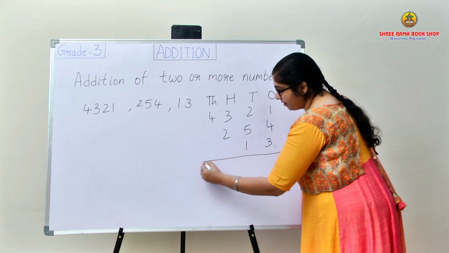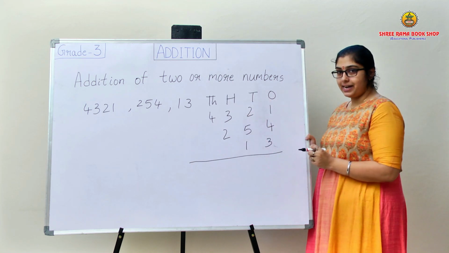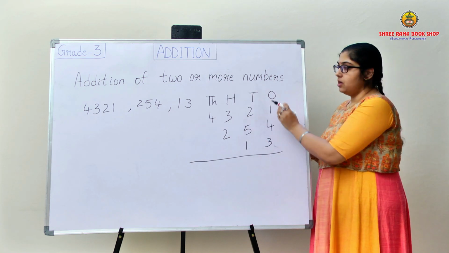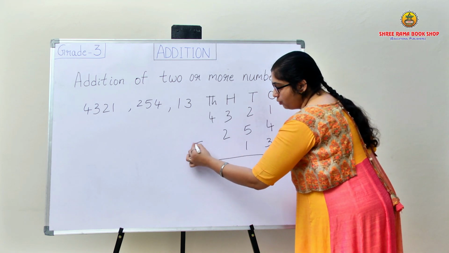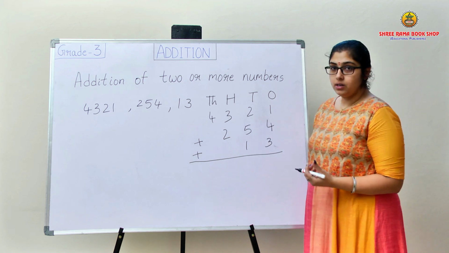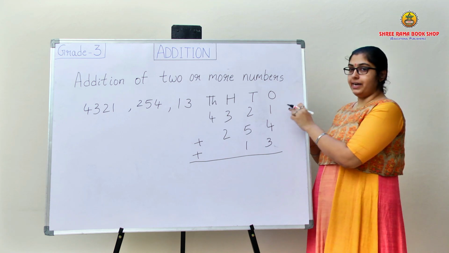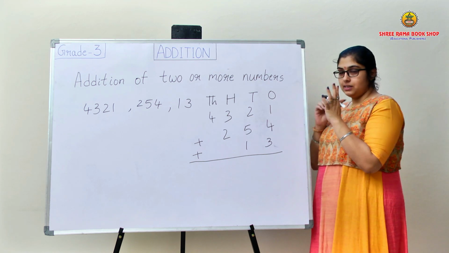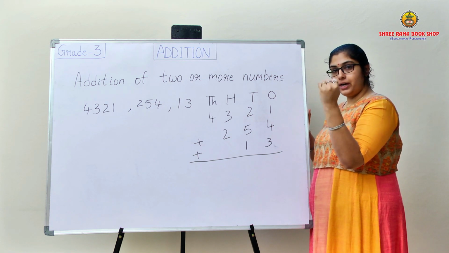Now I have placed all 3 numbers in respective place values, right? So I will add now. How do I add? It is the same as how we add without regrouping. So 1 plus 4. 1 in the mind, 4 on fingers. After 1, 2, 3, 4 and 5.